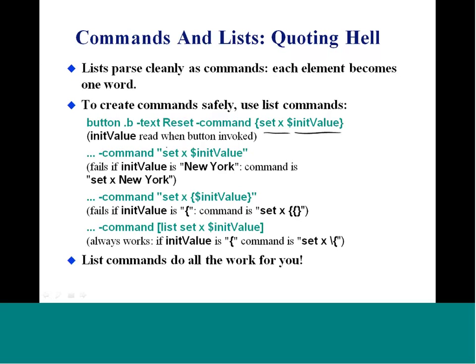What this means is that the init_value is read when the button is invoked. Now this command is fine, we can also put init_value in quotes so that it does the command substitution. But here the issue is if this init_value is two different words separated by a blank space, then it fails, because now the command expects a list, and set x New York is not possible. This command fails because x is what it is setting the value to, and the init_value is New York, which it cannot set. So essentially the command will fail here.